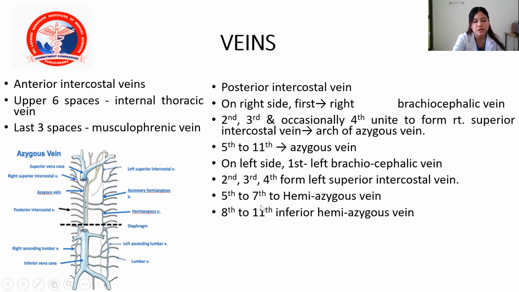The 5th to 7th drain into the hemiazygos vein, and the 8th to 11th drain into the inferior hemiazygos vein.